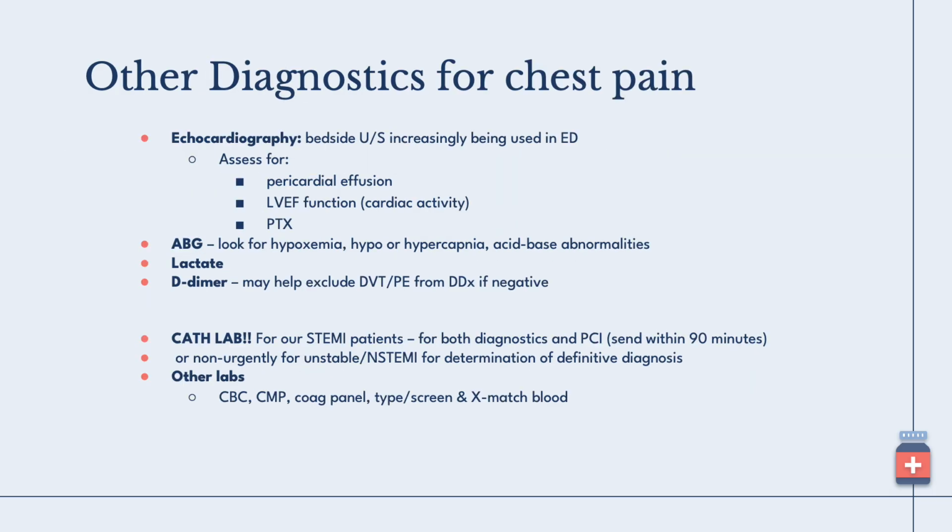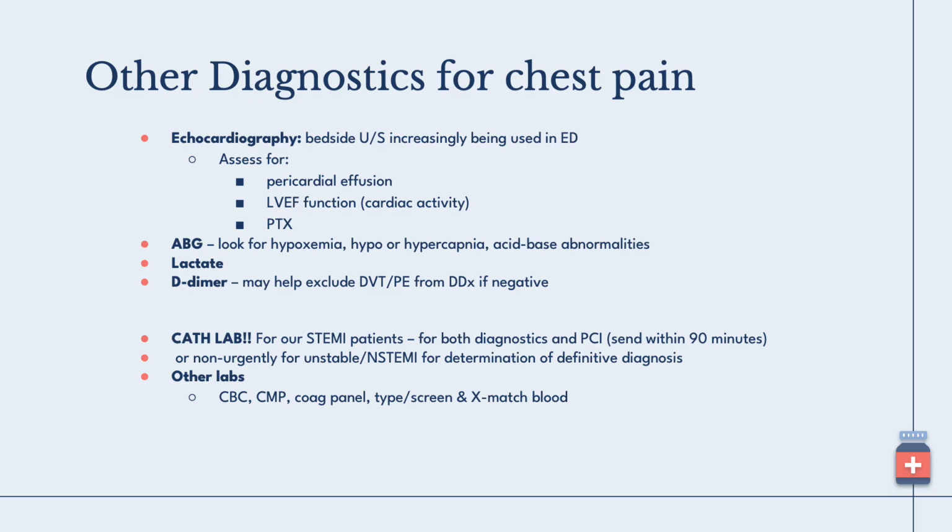Other diagnostics for chest pain. Think of your echo. So increasingly a bedside ultrasound, those pocket ultrasounds, are being used in the emergency department. You can assess whether there's a pericardial effusion present, really see what that left ventricle is doing. Do you have a hypokinetic left ventricle, meaning you have a low ejection fraction, that gives you information on that cardiac activity? Look for absence of lung sliding if you're suspecting a pneumothorax.